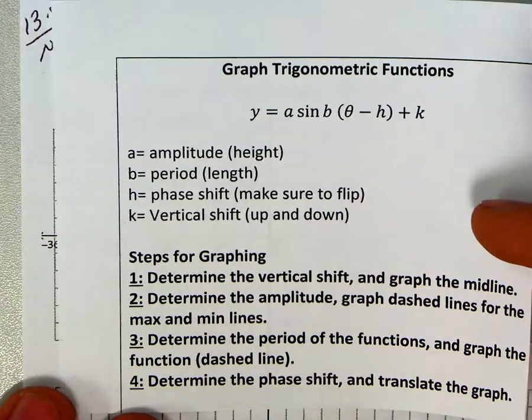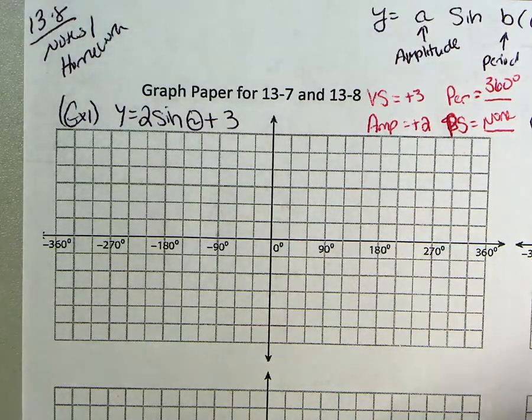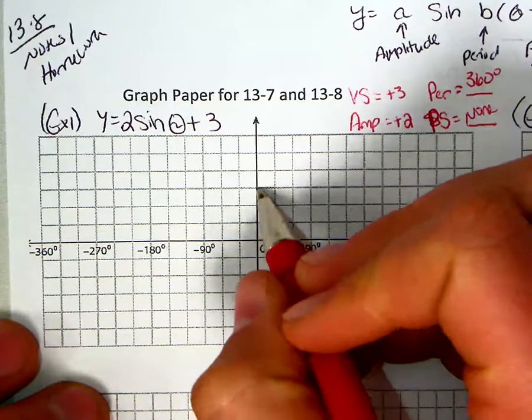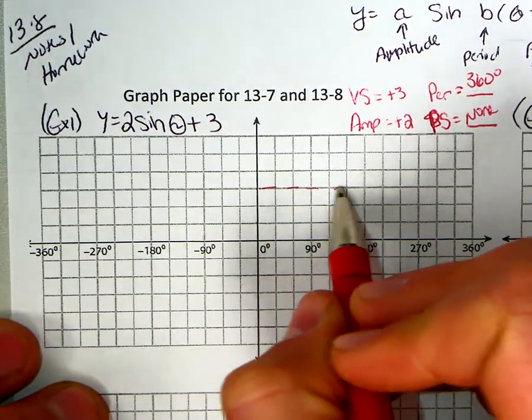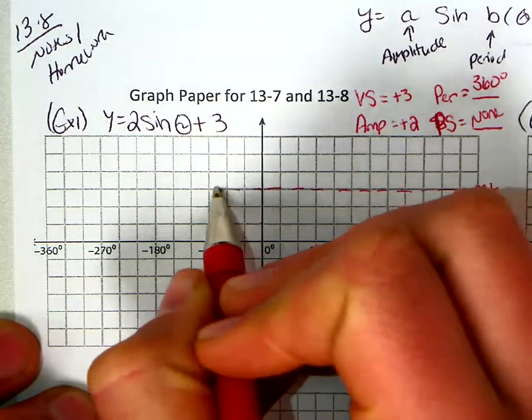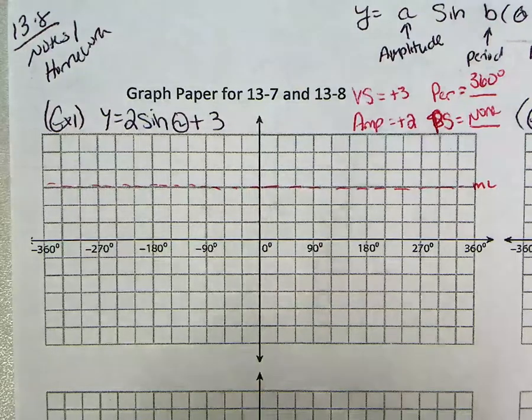So that first step, right, determine the vertical shift and graph the midline. We already said that the vertical shift was 3. So let's graph the midline. So that's just going to be up 3. So 1, 2, 3. So I'm just going to put a dash line there, right? Maybe ML for midline. Right, this is basically my new x-axis.